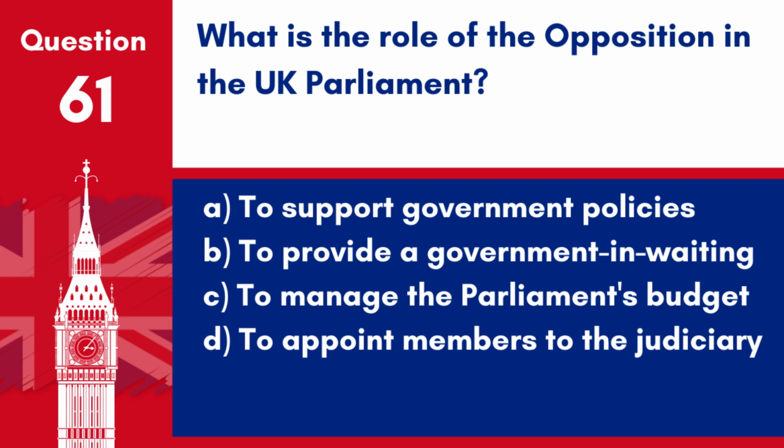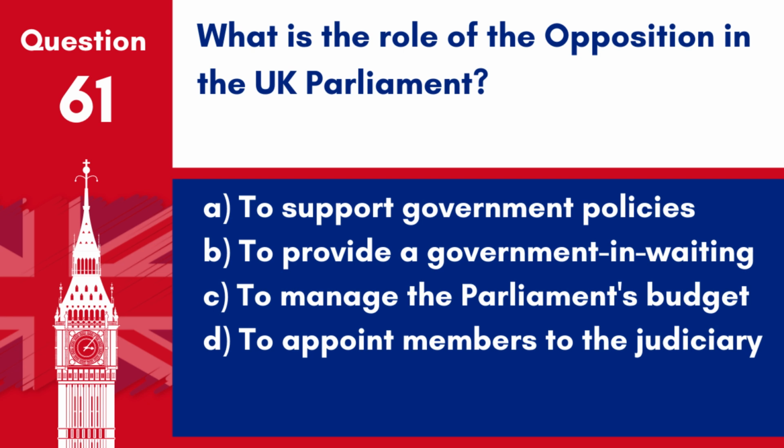Question 61. What is the role of the opposition in the UK Parliament? A. To support government policies. B. To provide a government in waiting. C. To manage the Parliament's budget. D. To appoint members to the judiciary.